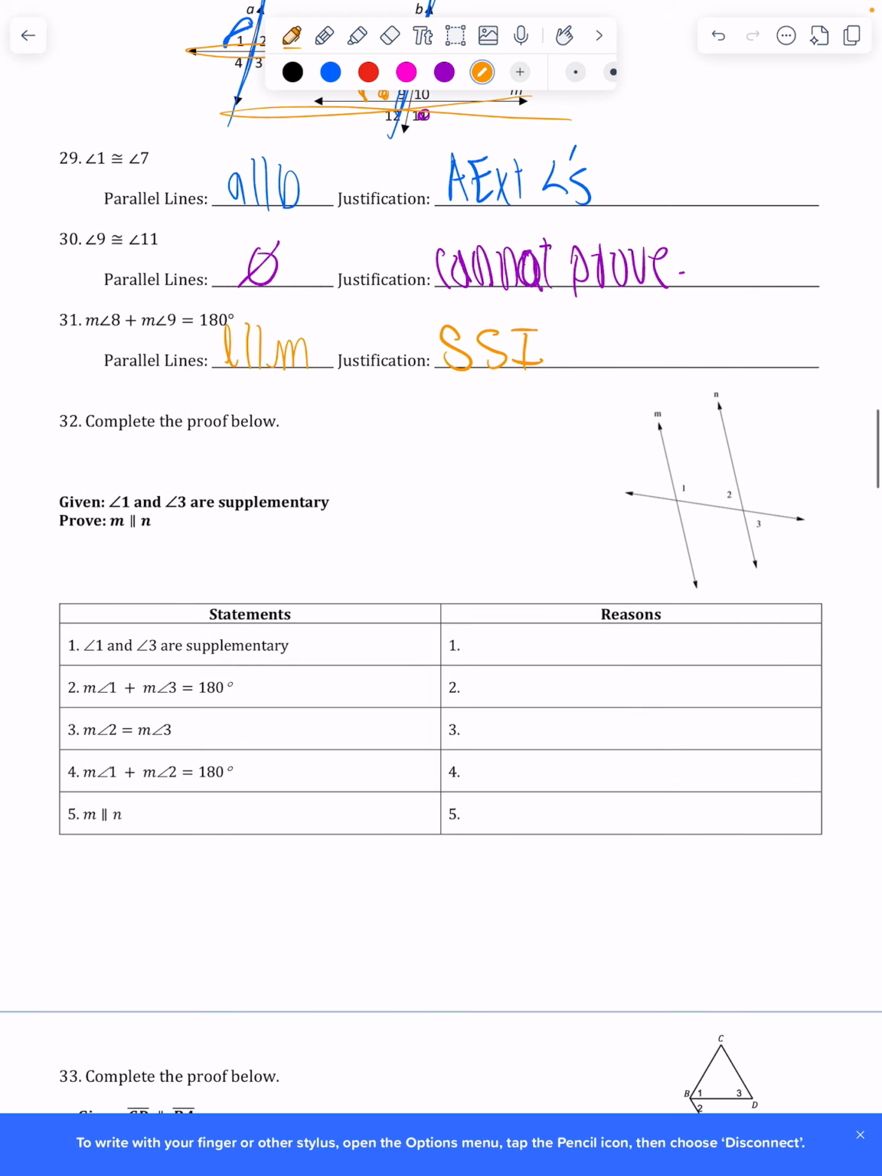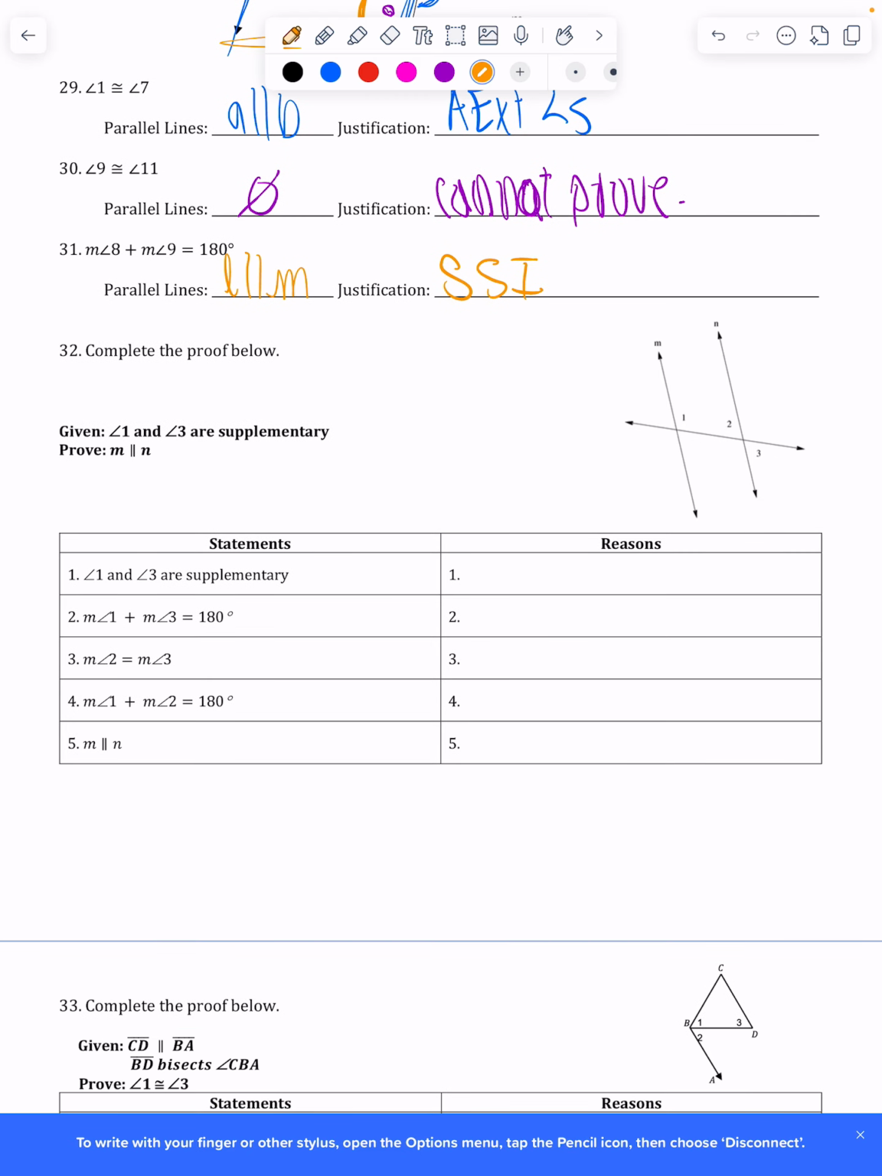All right, moving down to everybody's favorite, proofs. All right, 1 and 3 are supplementary. That's our given. 1 plus 3 equals 180. That's definition of supplementary angles, right? Angle 1 and 3 are supplementary, so 1 plus 3 equals 180. Well, 2 is congruent to 3. All right, well, that's because they're vertical angles.